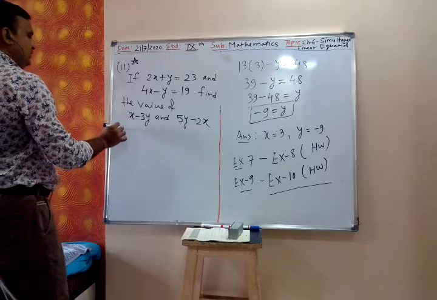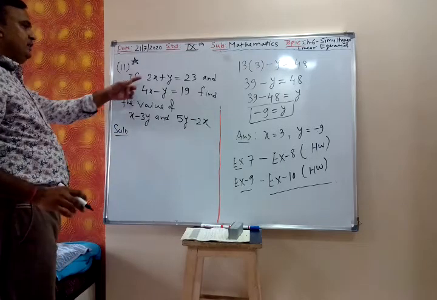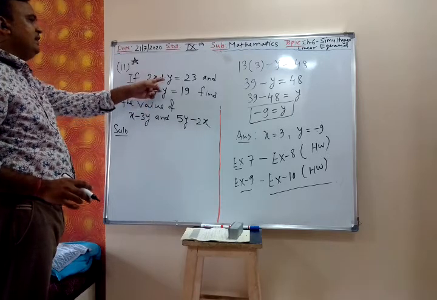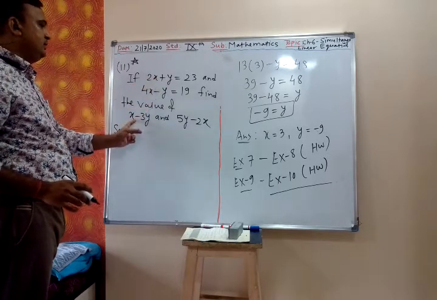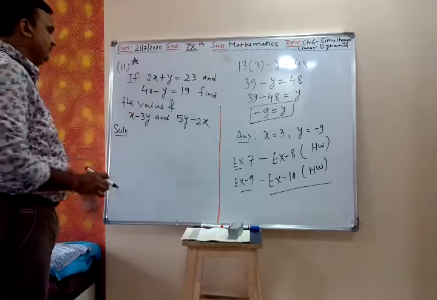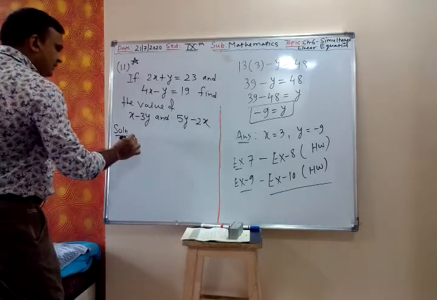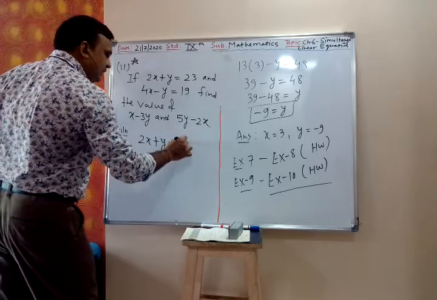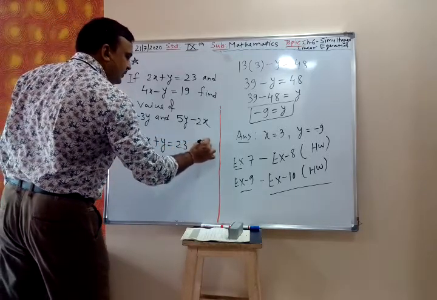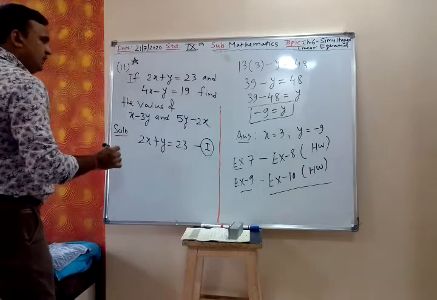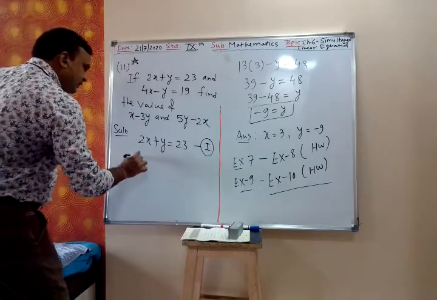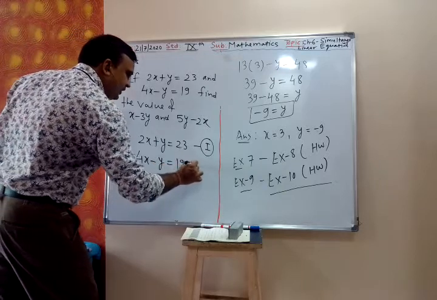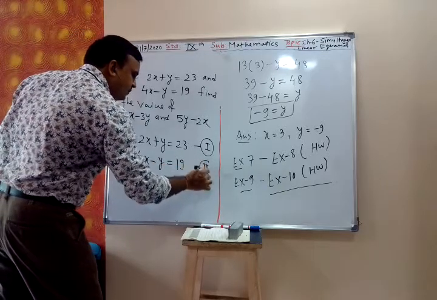So let us solve first. First you have to solve 1 and 2. Whatever values of x and y you get, you have to substitute in these two and get the answer. So first it is given 2x plus y is equal to 23. That I will consider my equation number 1. Then 4x minus y is equal to 19. That we consider as my equation number 2.